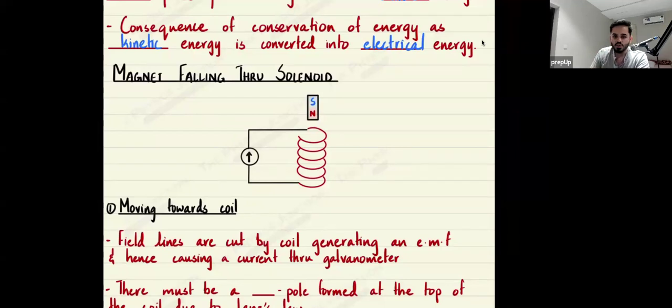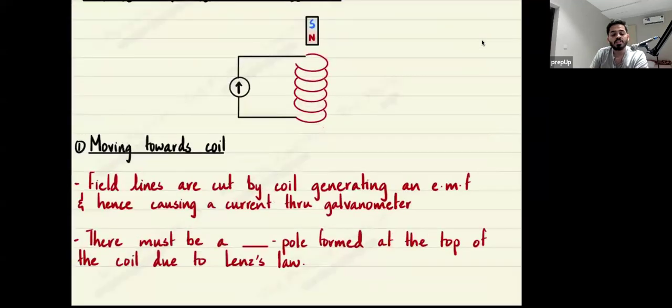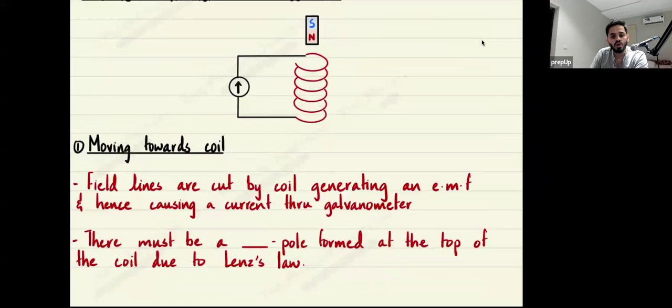This hence causes a current through the galvanometer. There must be a north pole formed at the top of the coil due to Lenz's law. So if this is a north, it must oppose the downward movement of the magnet. So this must then also be a north pole to oppose the movement.